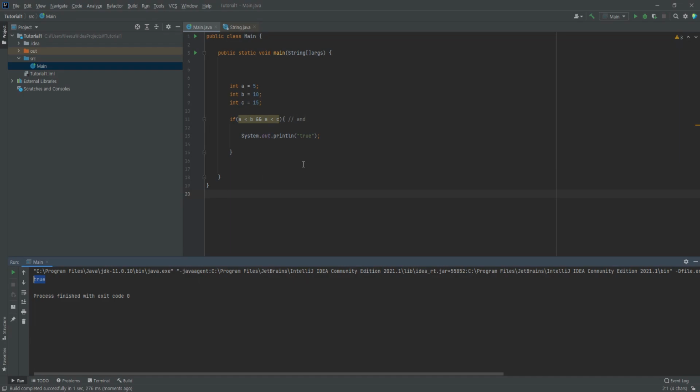Yeah, it returned true since a is less than b. 5 is less than 10 and 5 is less than 15, so this is true and this is true. That's why it returned true. So let me change this to greater than. So what is the expected output? Of course it won't return anything since I don't have an else statement. As you can see, this is not true since it read that this is true and this is false. So true and false, they're not both true. It will only become true if both are true, so it won't print anything.